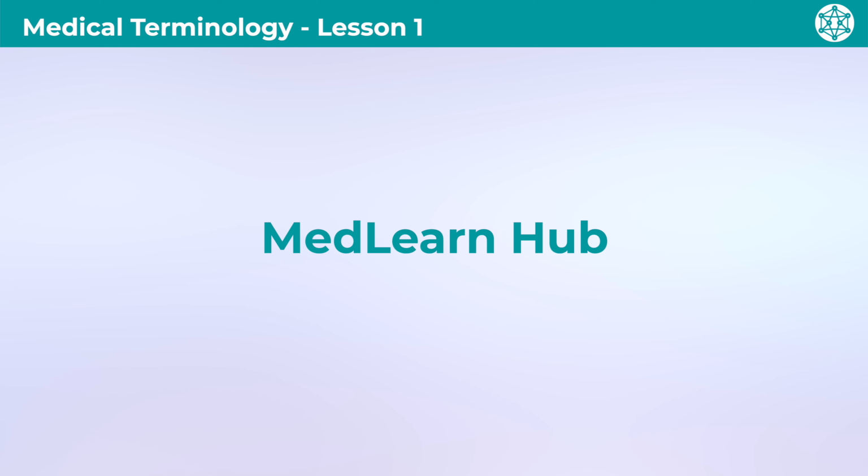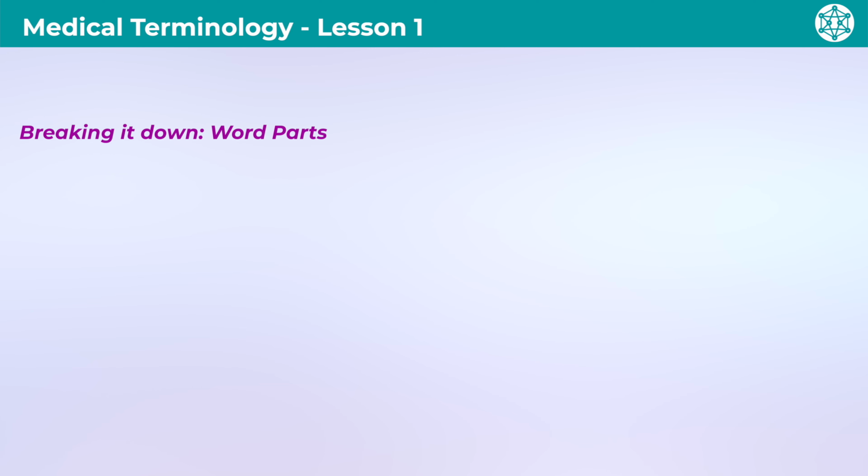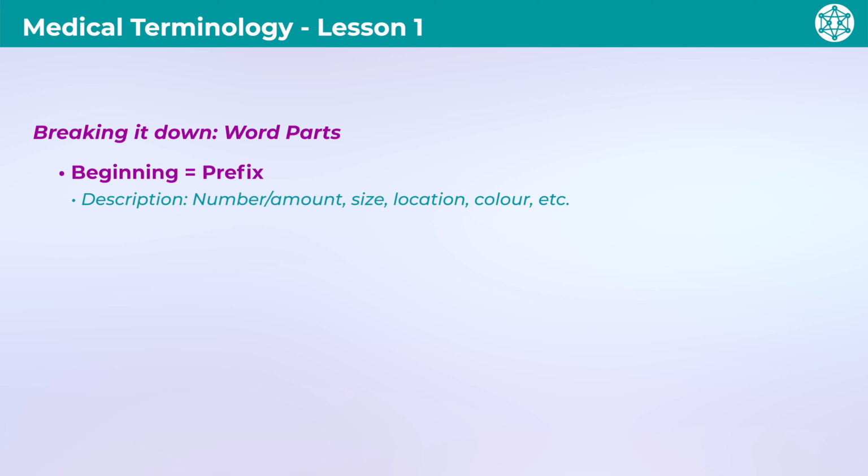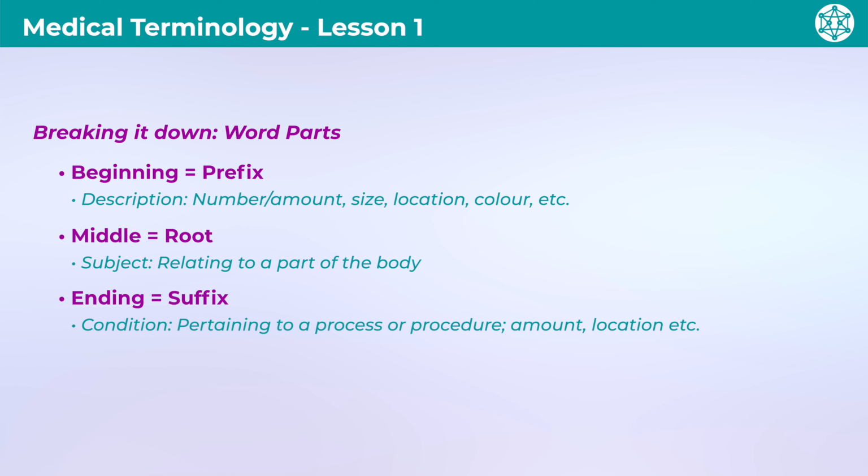So in a medical term, each word has a beginning, a middle, and an end. The beginning is known as the prefix, and this is typically a descriptive part of the word, a description that tells you what the number or the amount is, the size, location, color, etc. The middle of the word is known as the root, and that's kind of like the subject of the word. It usually relates to a part of the body. The ending of the word is called the suffix, or what I like to call the condition of the word, which kind of details the process or procedure but can also tell you about the amount, the location, or other things as well.